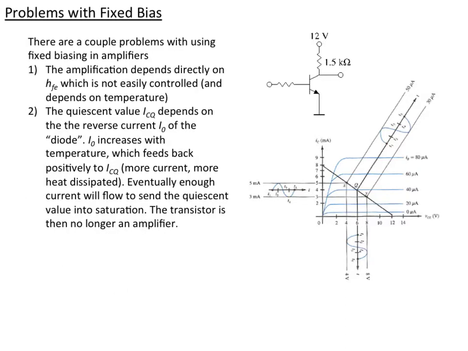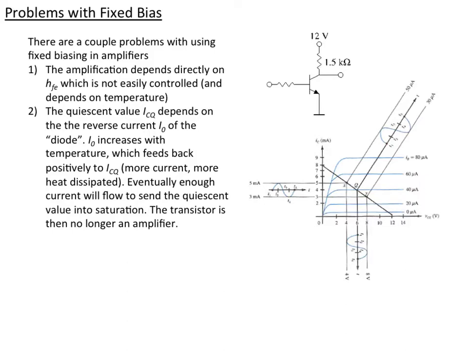Now, fixed bias is not the best way to do things for at least two reasons, maybe more. The first is that the amplification depends directly on HFE, the beta of the transistor, and that is not easily controlled. In other words, if you get a batch of transistors from the manufacturer, the gains of each of those will be ranging over a factor of 2 or 3. And what's more, it depends on the temperature.